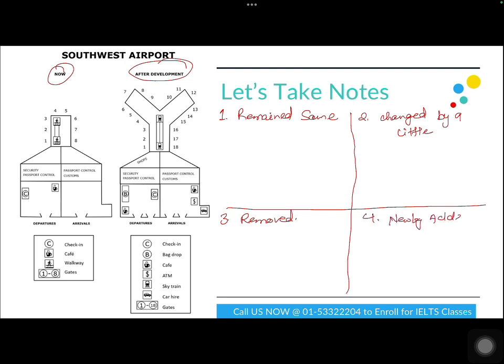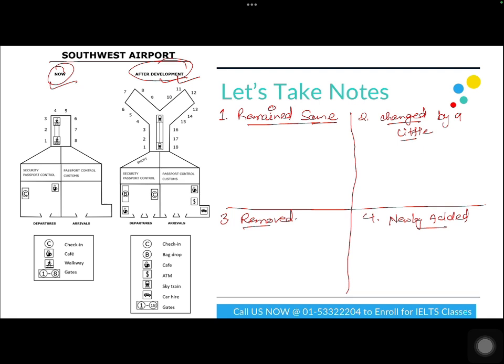So these are the four components on the basis of which you should be able to make comparisons between the map that has been given at different points of time. Now in this case, we have maps of an airport, which is Southwest Airport. We have the current layout, which is now, and we also have the layout for something that is to be done in the future. So depending on these categories, let us try to make notes and make comparisons as well.